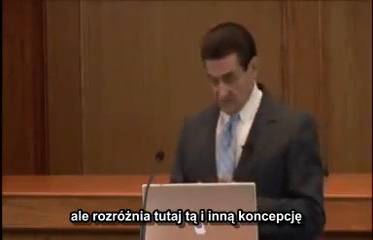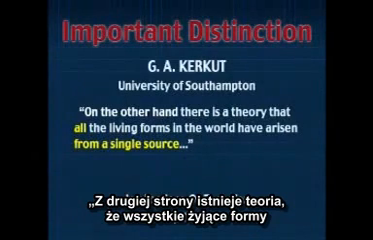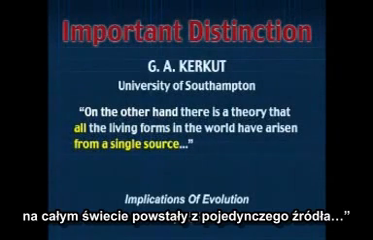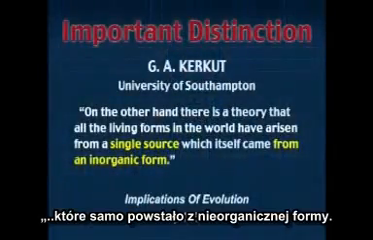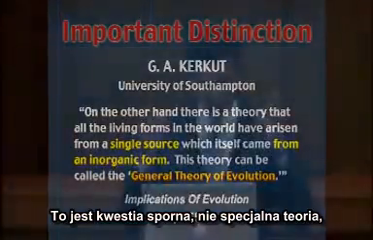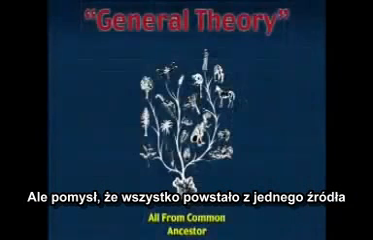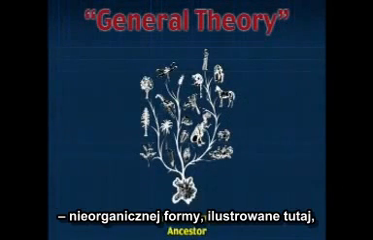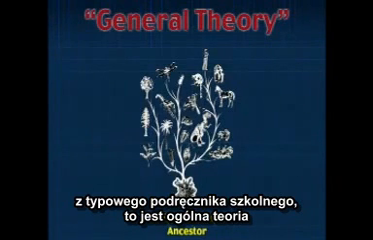But he makes a distinction here between that and another concept. On the other hand, he says there is a theory that all the living forms in the world have arisen from a single source. Now that is a different idea, and which itself came from an inorganic form. This can be called the general theory of evolution. This is the issue, not the special theory, which we can see and is not really an issue. But the idea that all came from a single source and it from an inorganic form, illustrated here in this tree of life in the typical textbook. This is the general theory, and that's the issue.